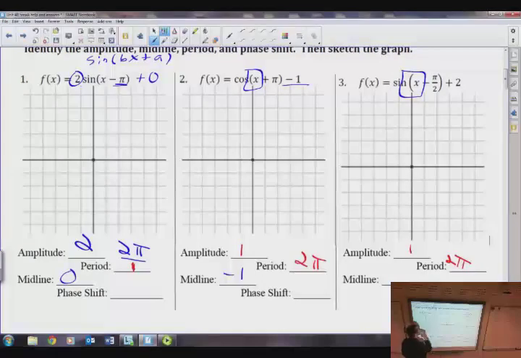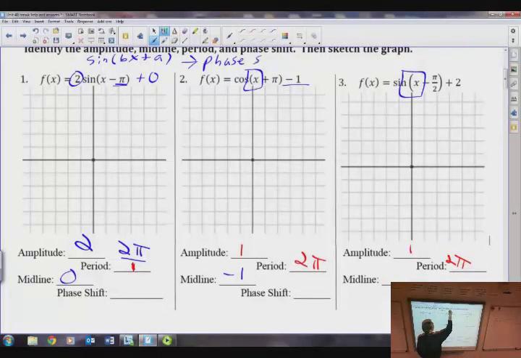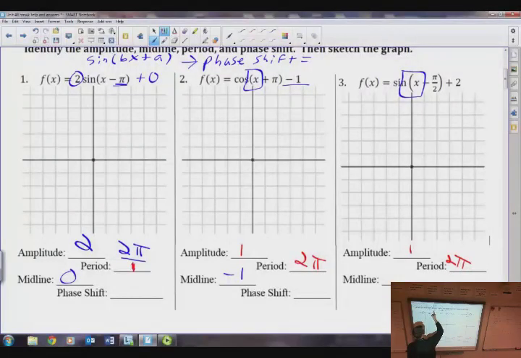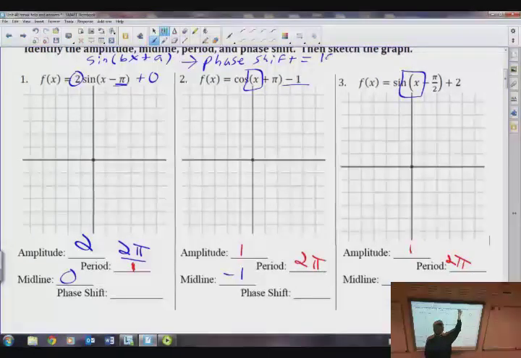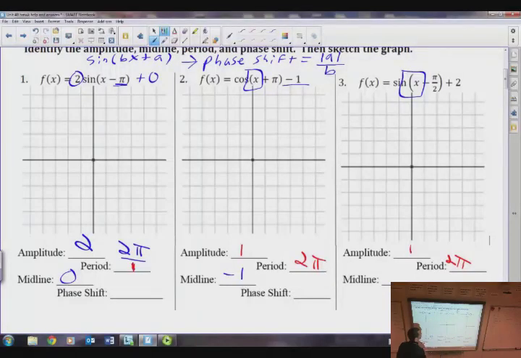So write this down in your homework, you guys. The phase shift is all you're going to have to write down on the day of the test next time. The phase shift is just the a value, the absolute value of a, so make it positive, divided by the b value. And that, my friends, is the phase shift.